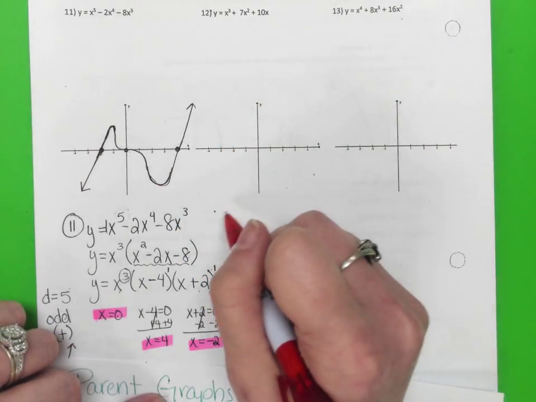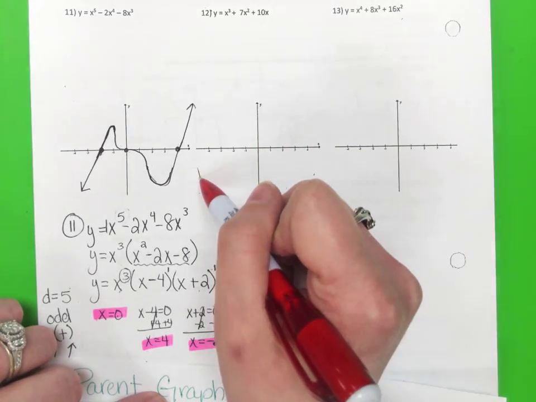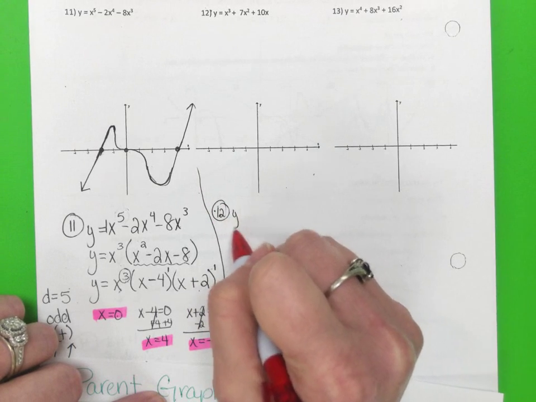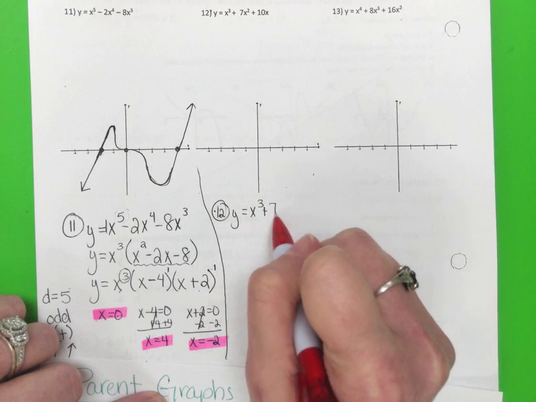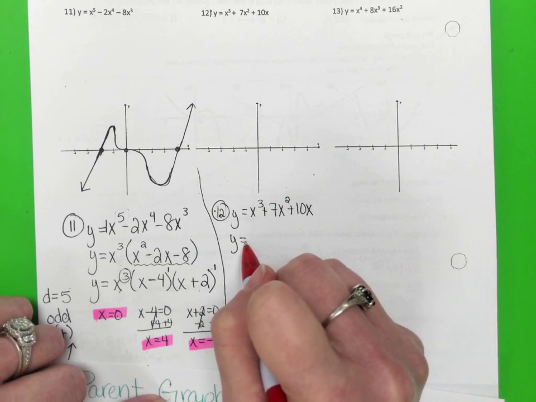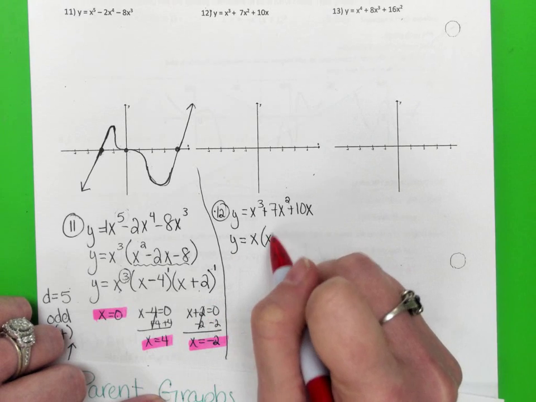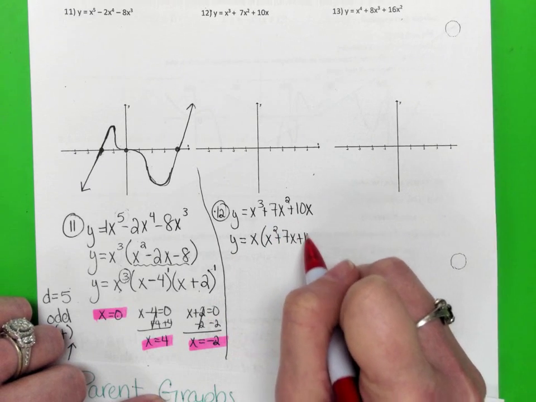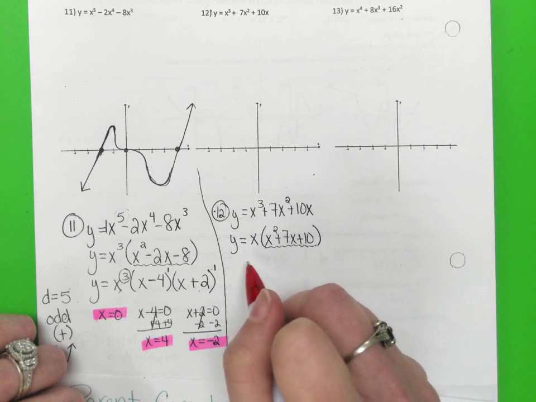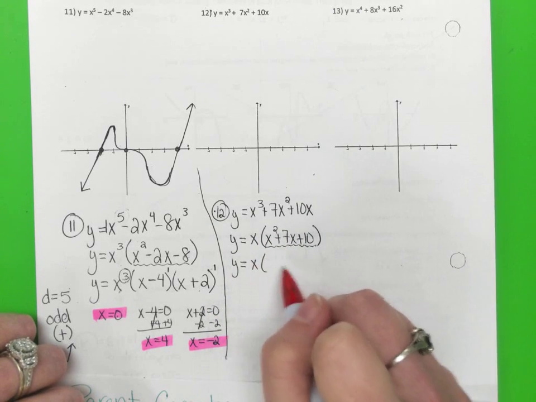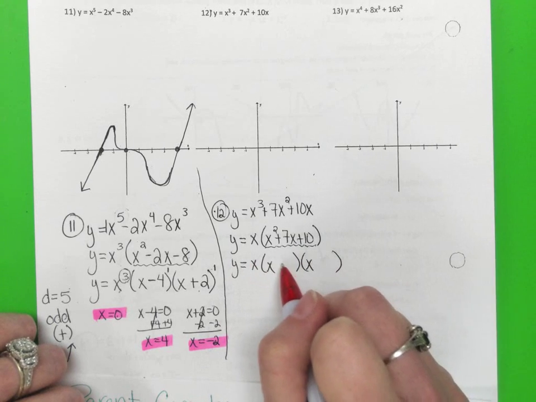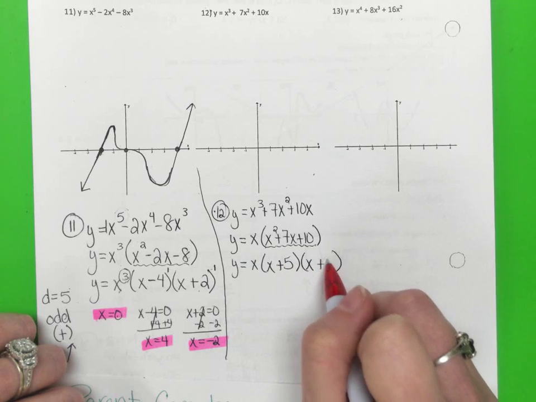Let's look at number 12. Ask yourself, what do all three of them have in common? They all three have an x in common. So it'll be x squared plus 7x plus 10. But then this little piece inside the parentheses is not finished. You can factor it by finding the factors of 10 that add or subtract to be 7. And that should be a positive 5 and a positive 2.